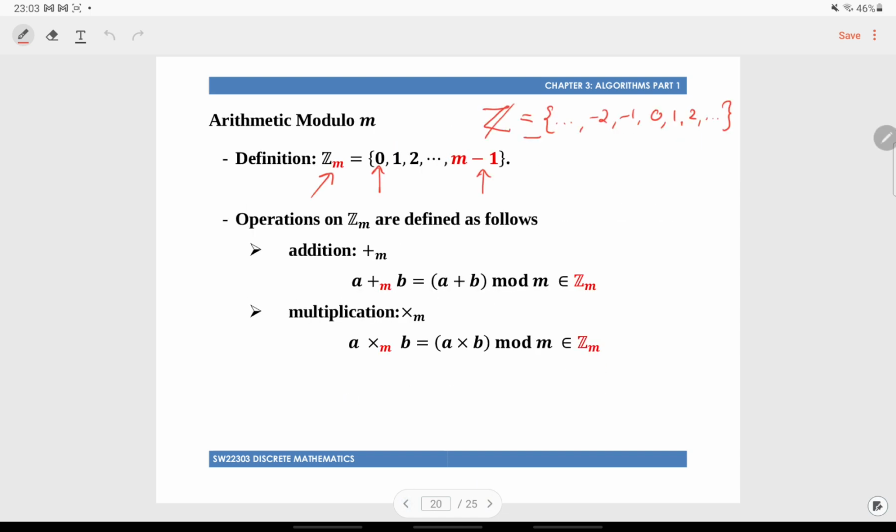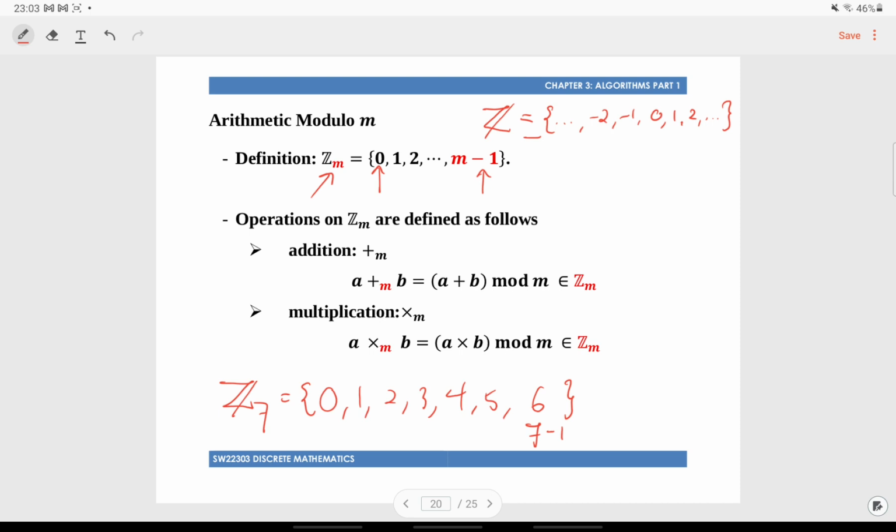Let's say our M is equal to 7. So Z7 contains entries from 0 as the smallest entry, followed by 1, 2, 3, 4, 5, and 6, because 6 is 7 minus 1. So we stop at 7 minus 1. We have 6 as the last element for this set, for Z sub 7.